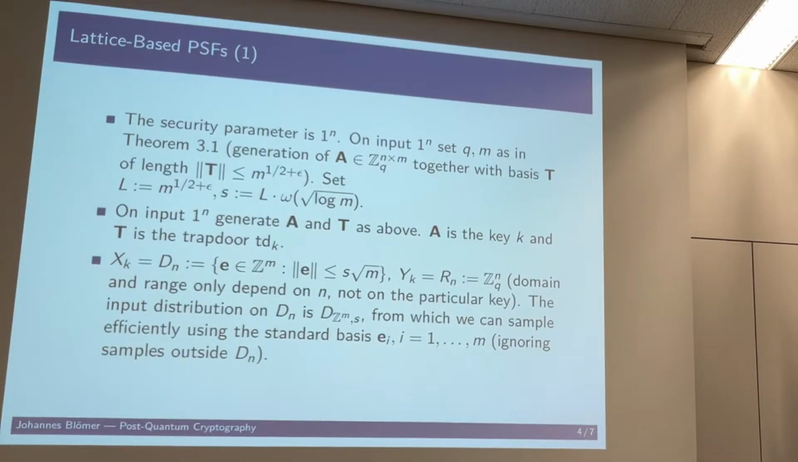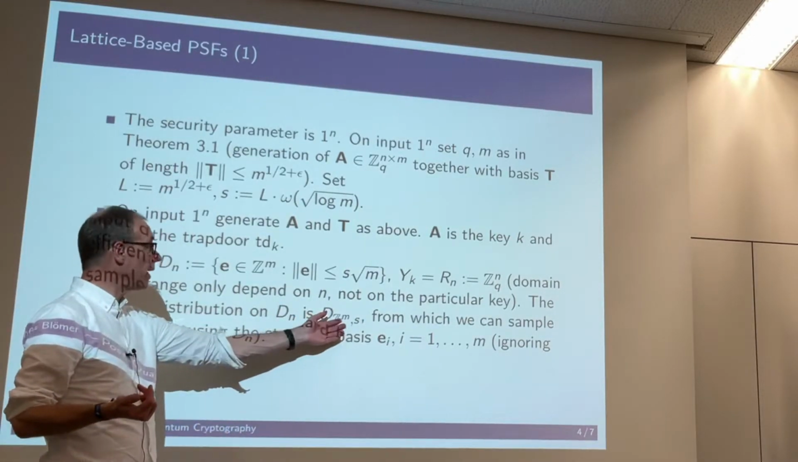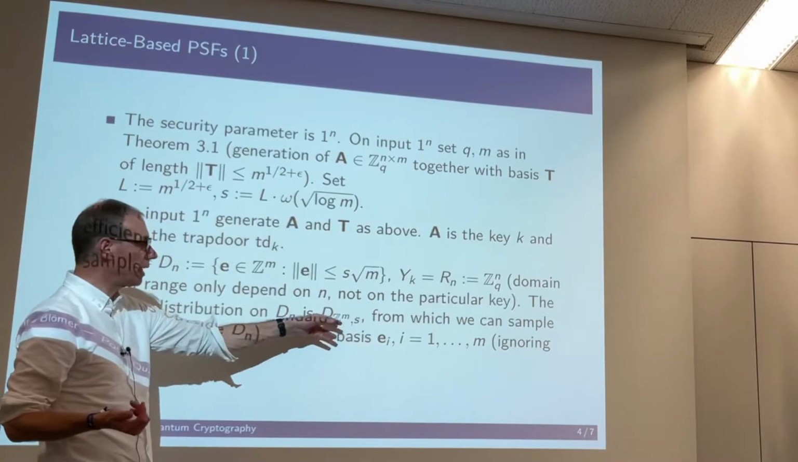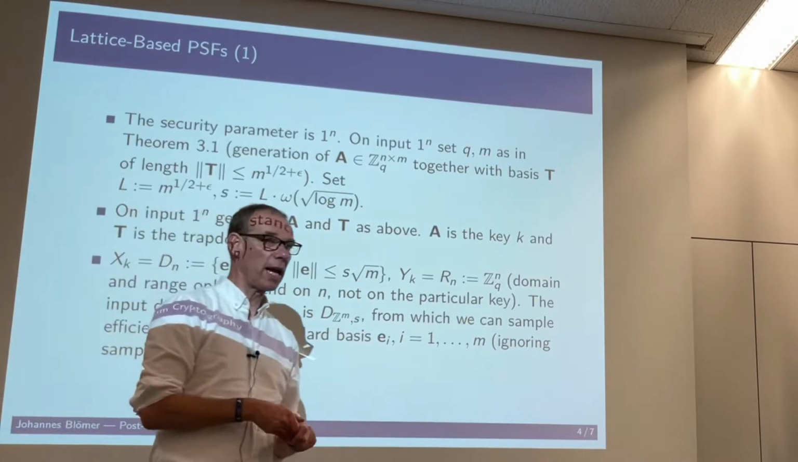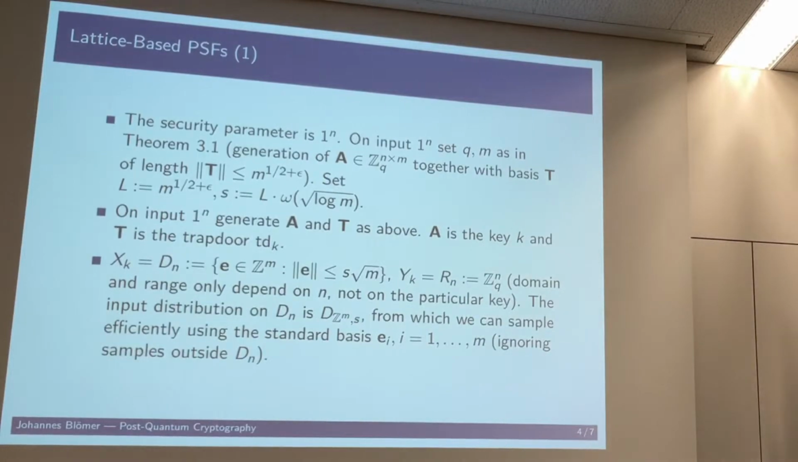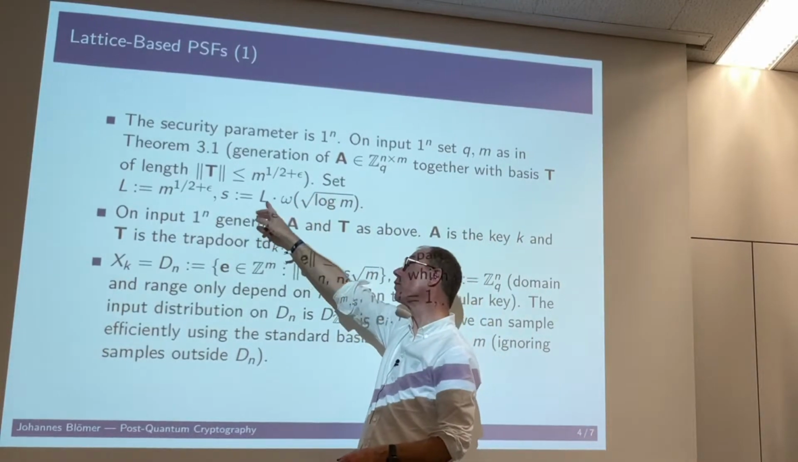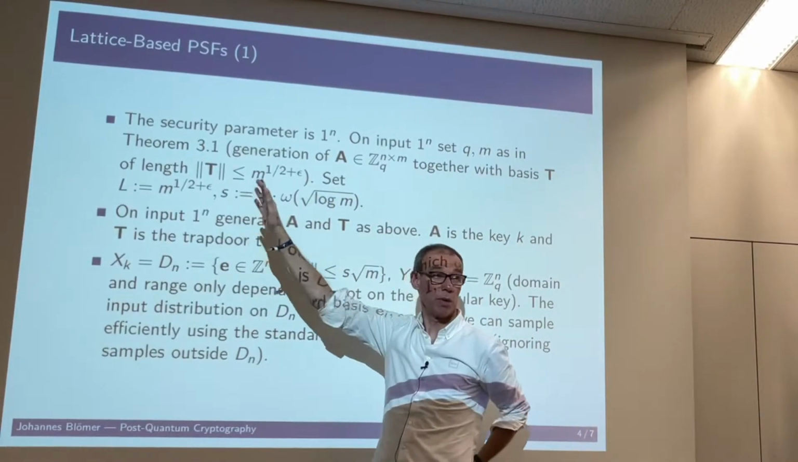Good. And as I explained to you, from this basis, from this distribution, we can sample using the standard basis consisting of the unit vectors. Because there we saw that we just need this here. But I even give you this. So the sampling is no problem.